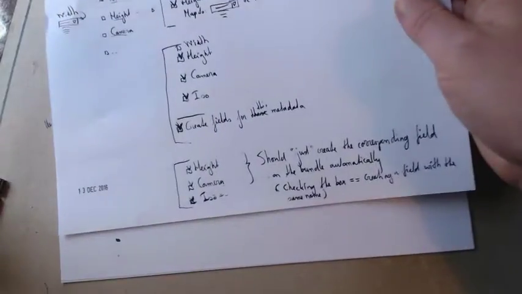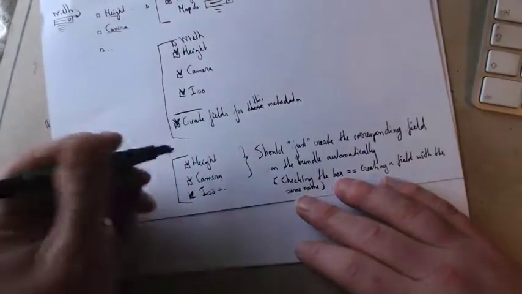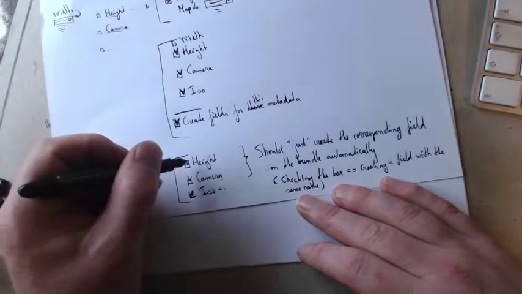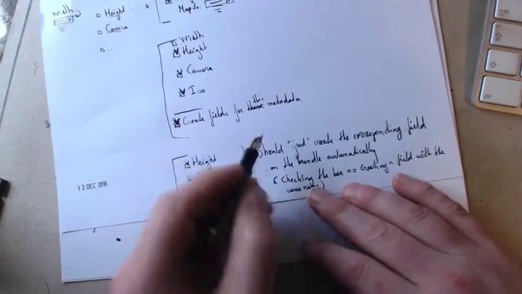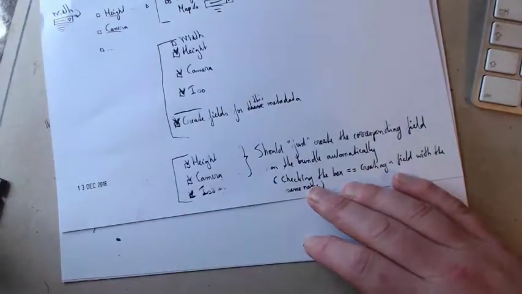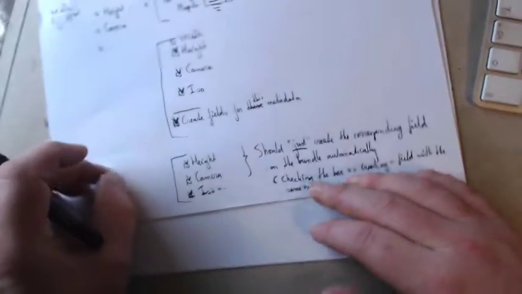So we could look into checking boxes, making that happen, so that it just creates the corresponding field on the bundle. Just in quotes, right? I know this is work.